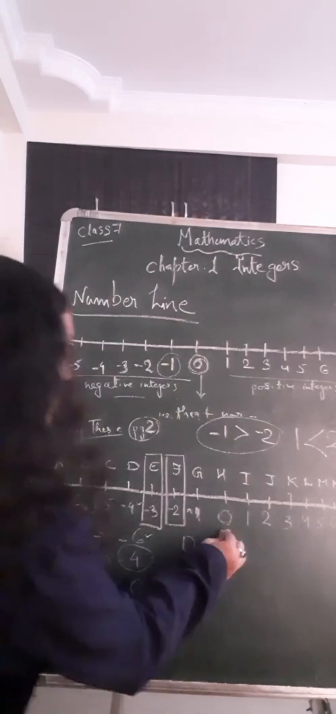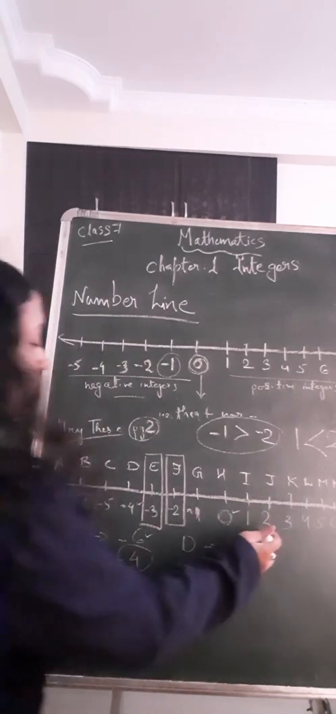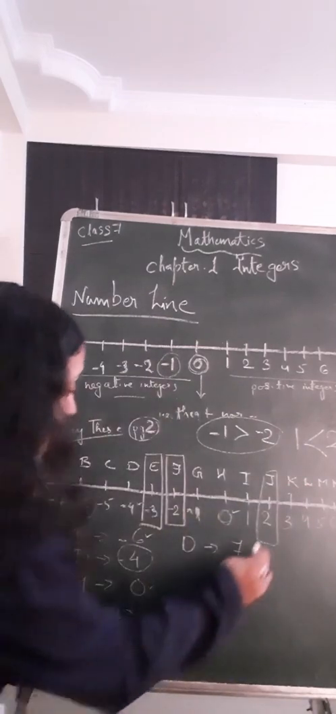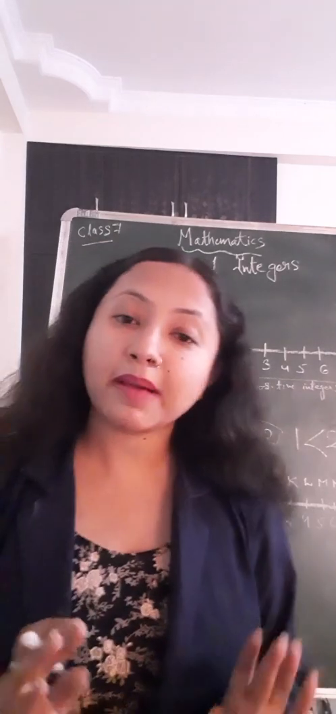H is 0 children. Okay, so H's are 0. Then we have J. J value is 2. Okay, so we have got positive 2. Either we will write it as 2 or positive 2. Both mean those are positive numbers.